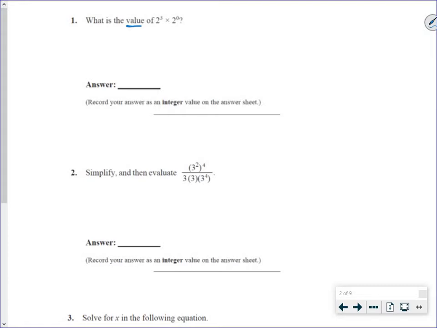Now we can use this space to do our working out. 2 to the 3 is just 2 to the 3. 2 to the 0 is 1. Anything to the 0 is 1. So we're just left with 2 to the 3. So that's 2 times 2 times 2. 2 times 2 is 4. And if I multiply that by 2, that's 8. So the answer here, the value, is 8.